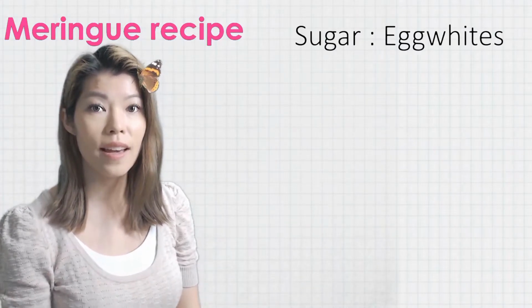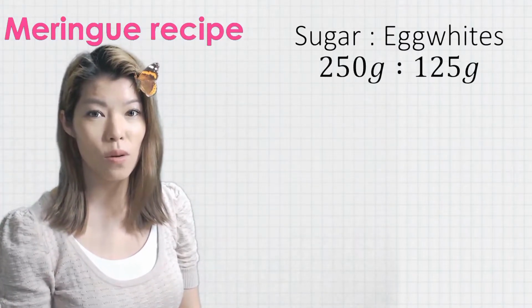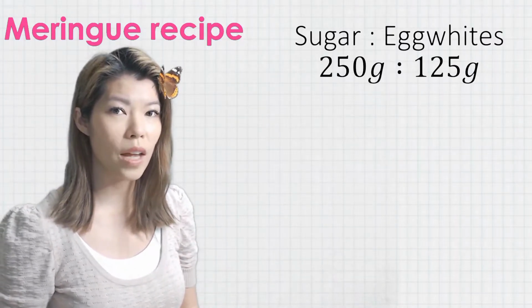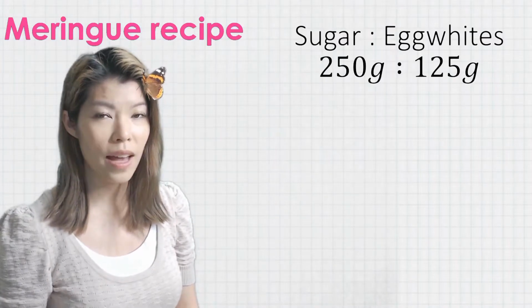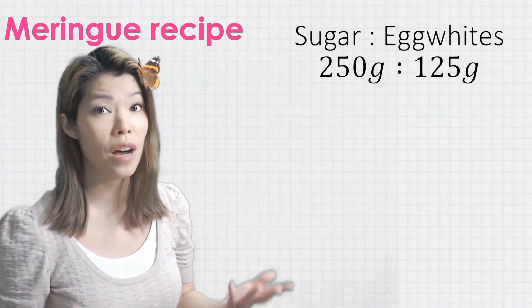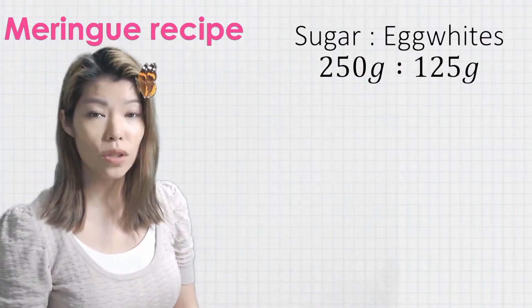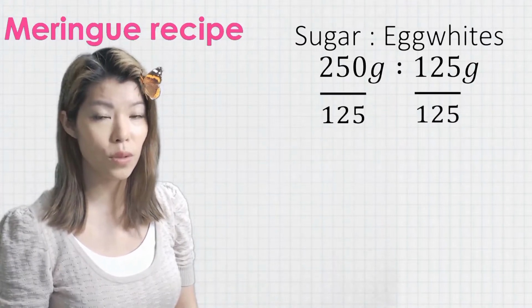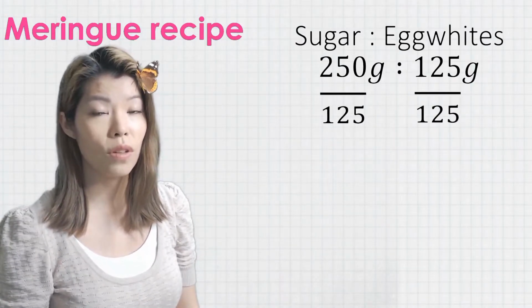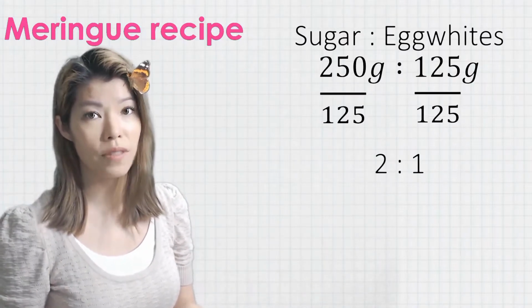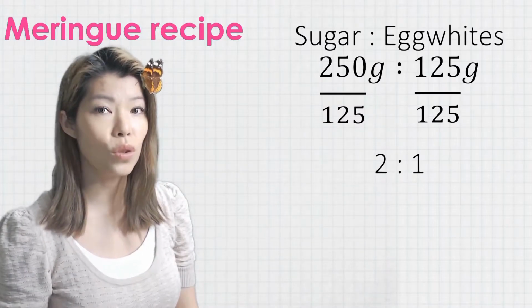So for a meringue recipe, you need sugar and egg whites. Sometimes you might see recipes that call for 250 grams of sugar to 125 grams of egg whites. That's hard to remember, and it's not useful because you don't always get exactly 250 grams of sugar available to you. So what do you do? You divide both numbers by the second value. In this case, it's 125. So 250 divided by 125 is 2, and 125 divided by 125 is just 1. So you get a ratio of 2 to 1.